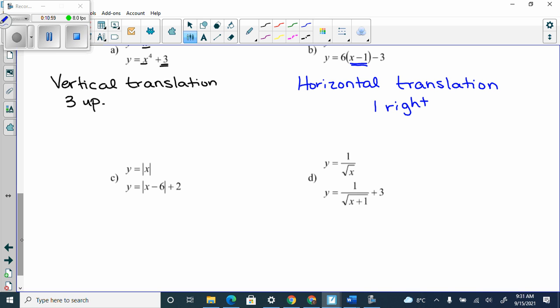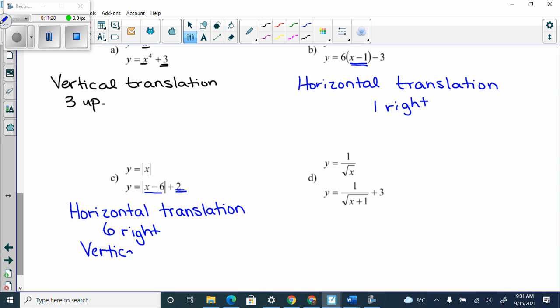C is an absolute value function, which makes a V. Do I even care? Not really. Don't overthink the questions. Just go, is it with the x? Yeah? So it's a horizontal translation, 6 right. And the 2 is different, so it's a vertical translation, 2 up.